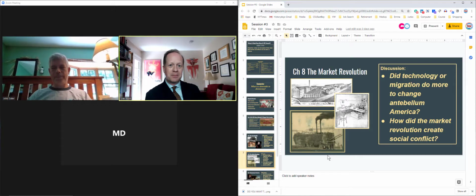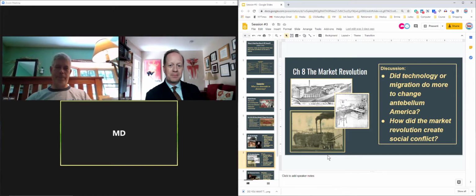MD, what do you think? Along the same lines about technology. To me, it's more clear that technology did more to change America. And the cotton. I thought the exact same thing actually that came to mind as I was thinking of that. The cotton gin, that it was easier to produce it and to work it. And then the demand became higher.